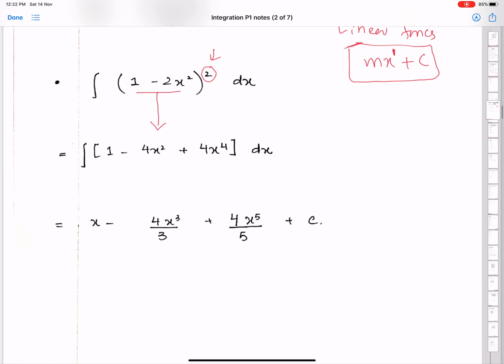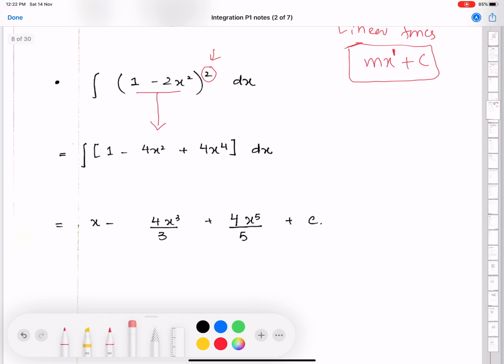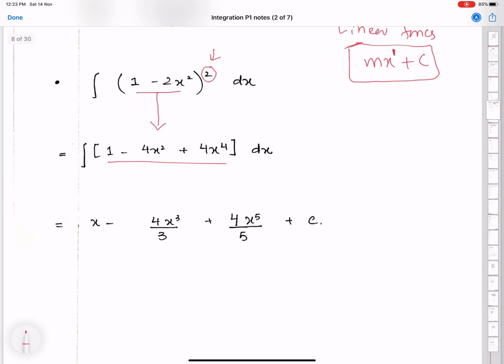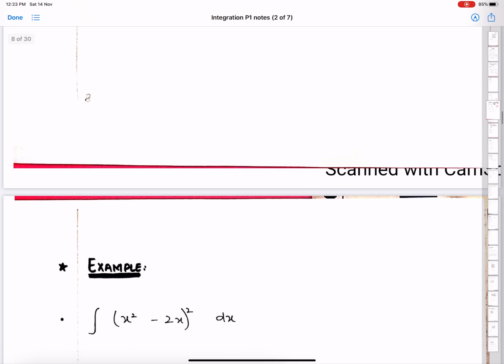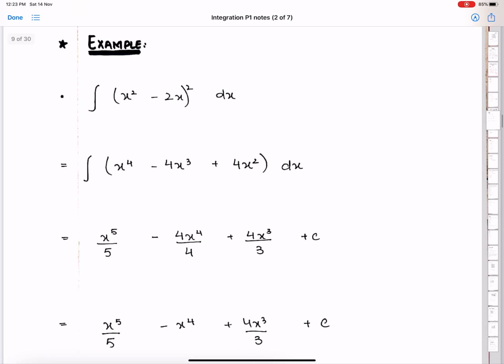So this is the expanded form of the function. Now you just need to integrate it, because this is the simplified form of the function as well. So 1 will become x, x square will become x cube upon 3, x power 4 will become x power 5 upon 5, plus c. Don't forget to write c. We always write c when we integrate indefinite integrals. Indefinite integral means integrals without limits.